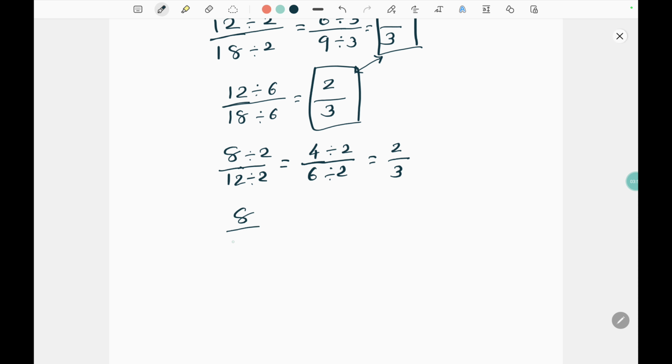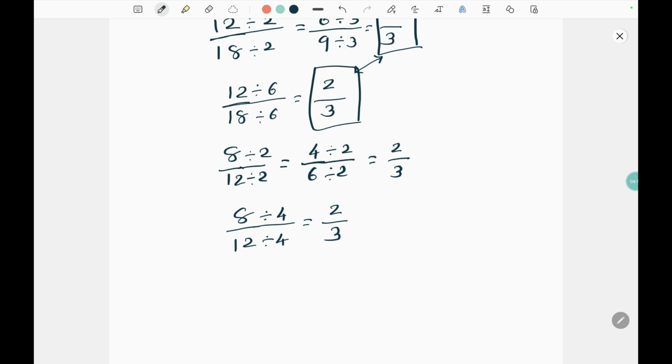8 over 12. If you are confident and very good in times tables, then of course when you see these numbers you immediately notice that both come in times table 4. So both can be divided by 4, and 8 divided by 4 is 2, 12 divided by 4 is 3. So the final answer is 2/3. So both ways you get the same answer.